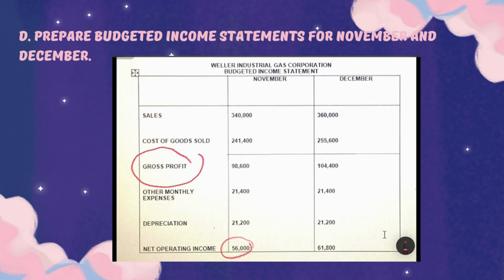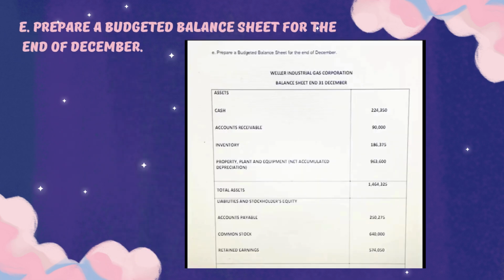Okay, that's for November. For December, sales is higher than November. Its value is 360,000. Cost of goods sold is also higher than November. Its value is 255,600. So sales minus cost of goods sold is 104,400. This amount is the gross profit for December. Okay, other monthly expenses is the same as November, 21,400, and depreciation is also the same as November, 21,200, and we get a net operating income for December of 61,800. So now we move to question 1E.